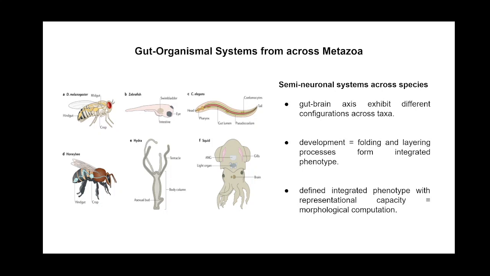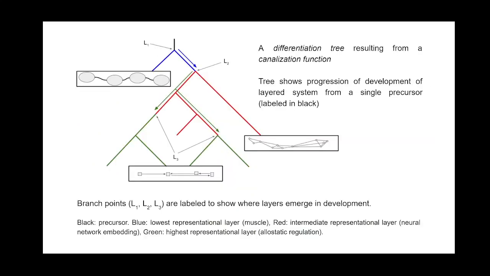Well, we can take our cues from different organisms. If you go across the tree of life, there are different organisms with different types of gut-brain axes, and they have different configurations. But these configurations always involve some sort of folding and layering. So we can look at this as an integrated phenotype, and we can think about what needs to be represented to be functionally active in different organisms. This is a form of what they call morphological computation. And so we can start with the development of these models. We can start with the development of the different layers where they emerge in development, and then put them together, and then start folding them to embody them.